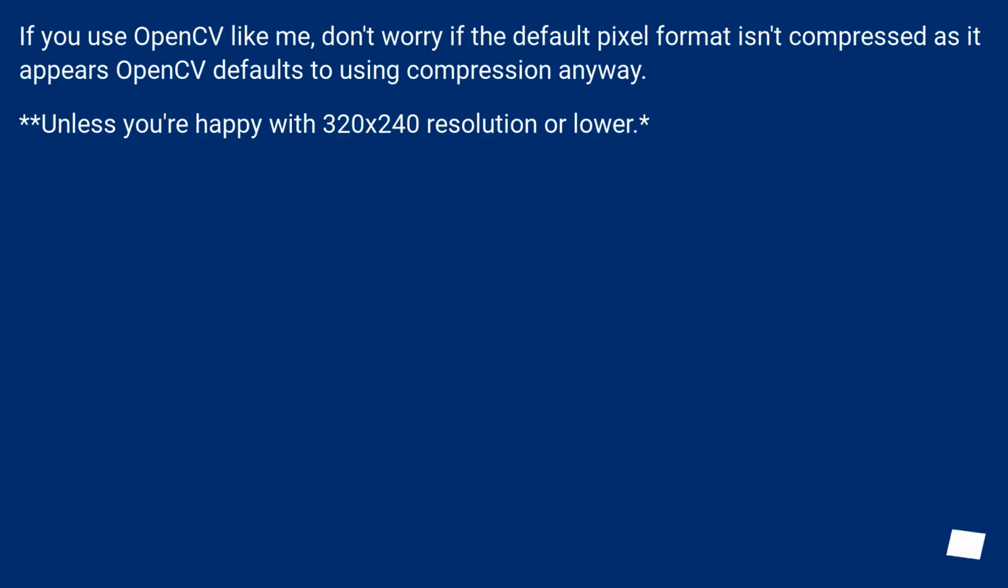If you use OpenCV like me, don't worry if the default pixel format isn't compressed, as it appears OpenCV defaults to using compression anyway. Unless you're happy with 320 by 240 resolution or lower.